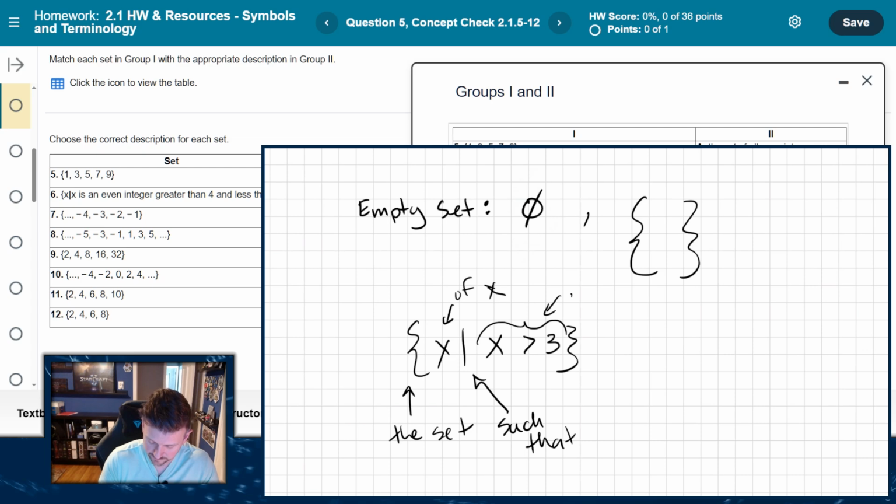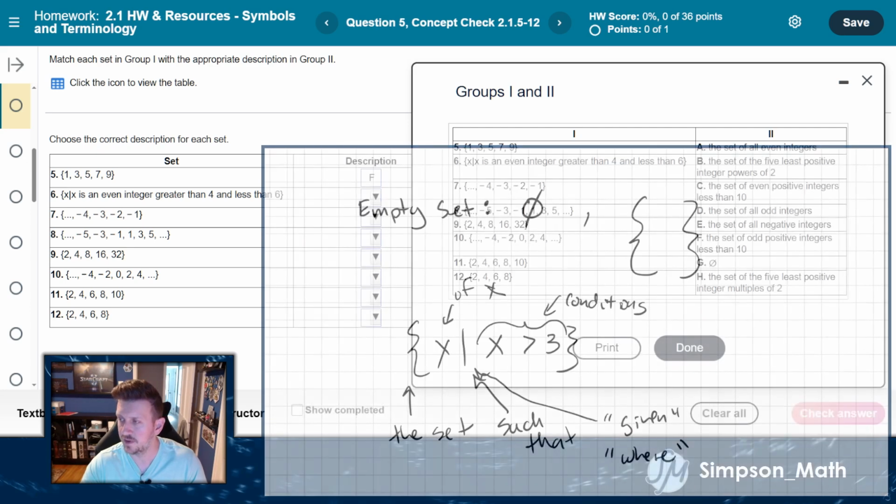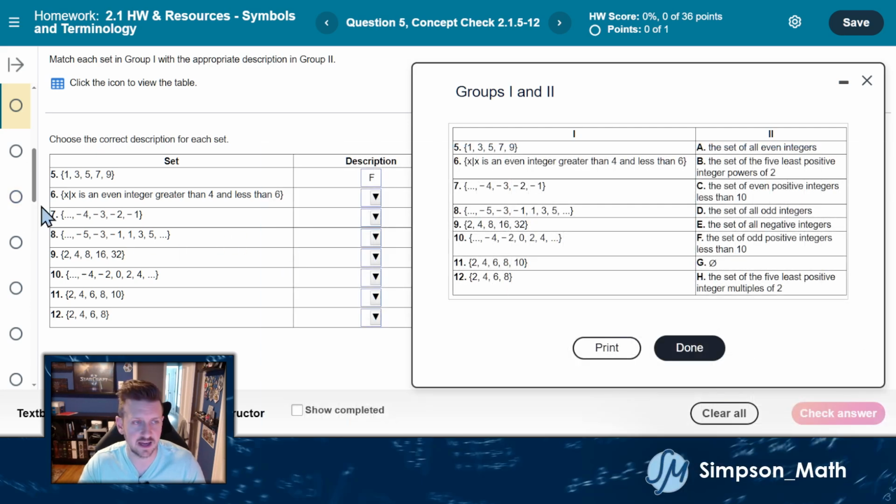In math, we like to write what we're looking for first, given such that some sort of vertical line. Also, you might have heard this as, like I said, as given or where. Any of those things are kind of common uses for this vertical line. And then we list out our conditions. So in this particular question, we have x such that x is an integer greater than 4 and less than 6.